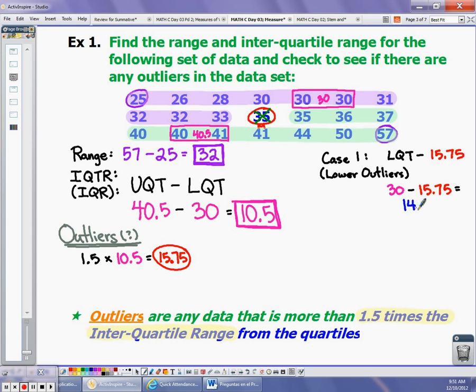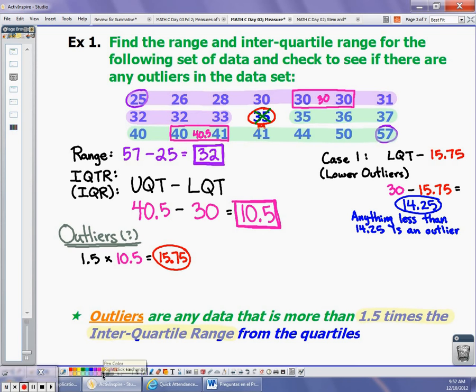Now that 14.25 basically means anything less than 14.25 is an outlier. So I'm just going to write a little note to myself: anything less than 14.25 is an outlier. So I don't have anything less than 14.25. My smallest number is 25. So I don't have any outliers on the lower half.